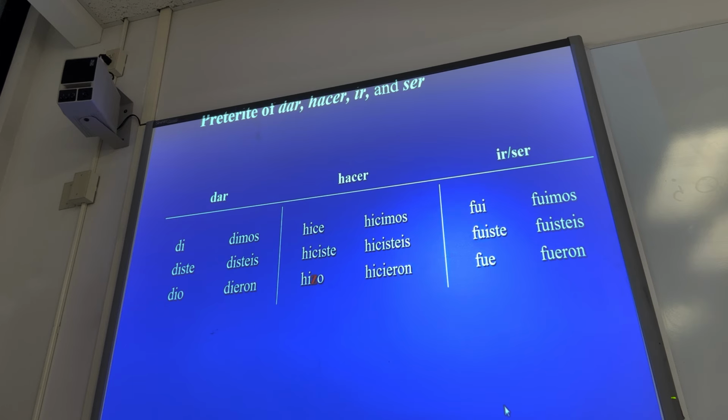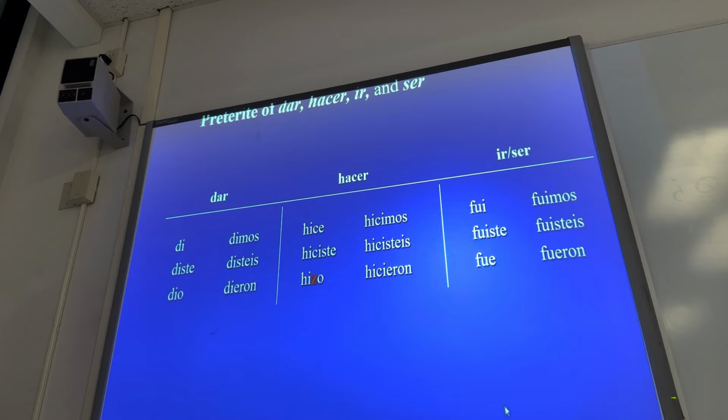Okay? Now, in the preterite, if a verb does not have accent marks, it is considered irregular. And so, in this case, whereas normally there would be an accent on the I and on the O of the yo form and the él and ella form, there isn't. Okay? So that's the first one.